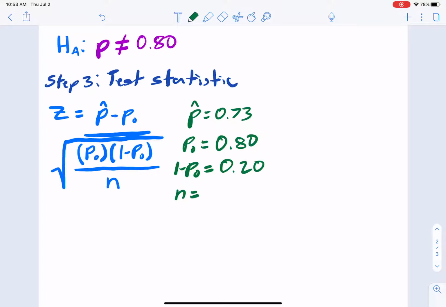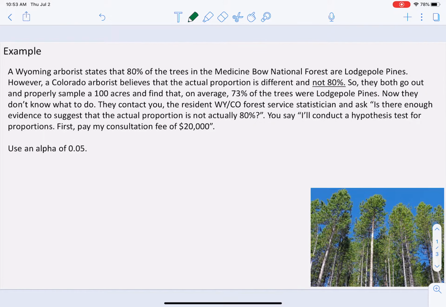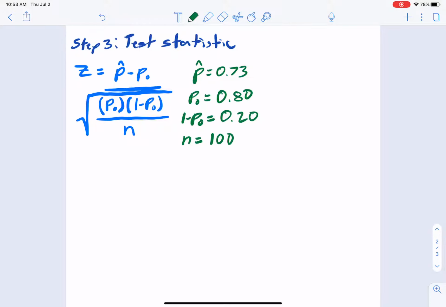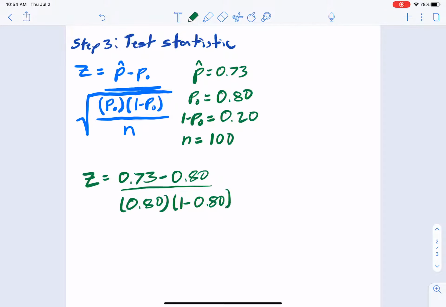Okay, and then n, let me double check that. n is 100. Great. So we got everything, and all we're going to do is plug and chug. I'll put everything in its respective spot. That's 0.8, we can write it either way, but I'll leave it like this, divided by 100, all underneath the square root. Very cool.